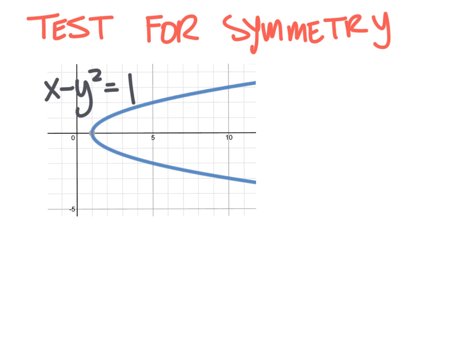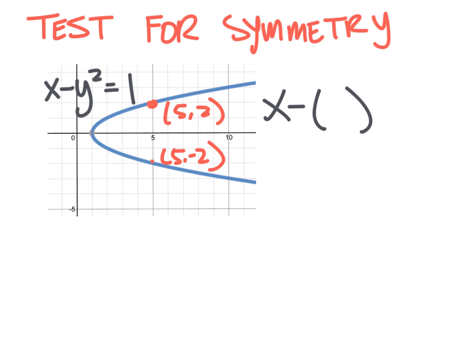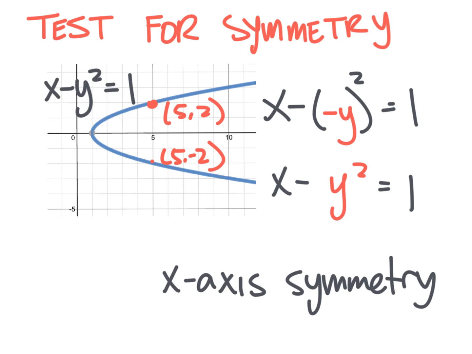Right here we have x minus y squared equals 1. And we can even see from points here, like 5, 2 is here, and 5, negative 2 is here. So with the equation, I should be able to replace y with negative y and get the same thing. So let's see, x minus, I'm going to replace the y with negative y, squared, equals 1. Well, negative y squared is just y squared. And it yielded the exact same equation. So we know that this does in fact have x-axis symmetry. So yeah, it really does help looking at the graphs of these first.